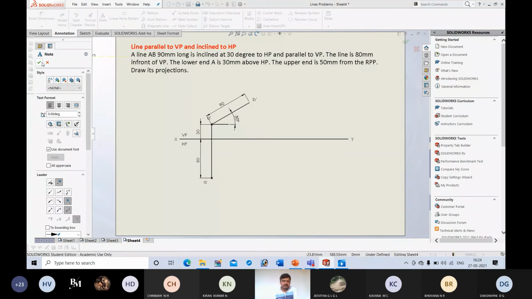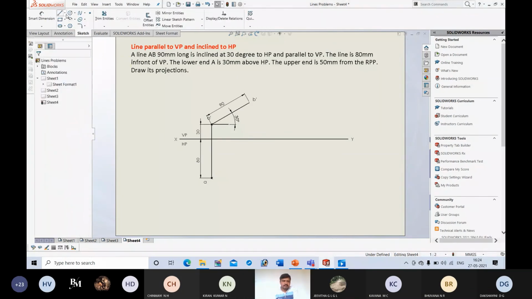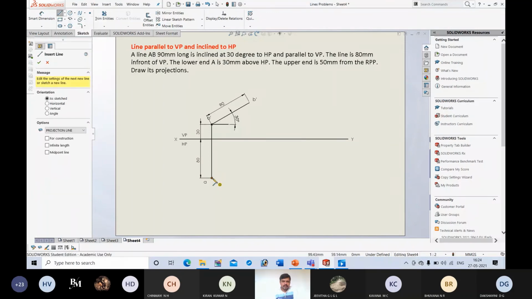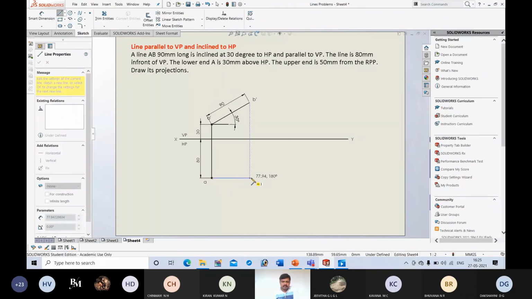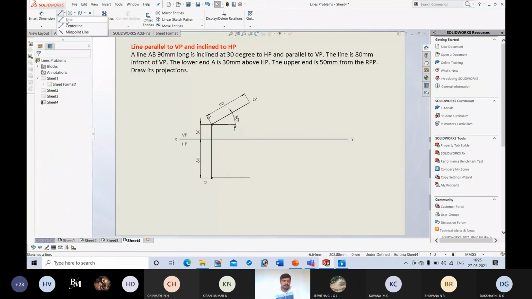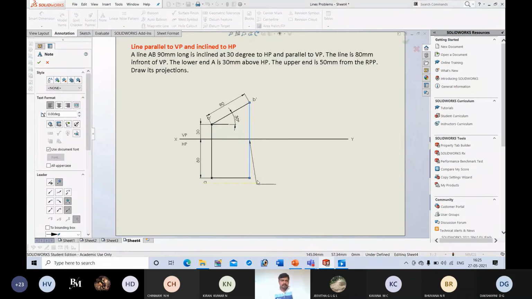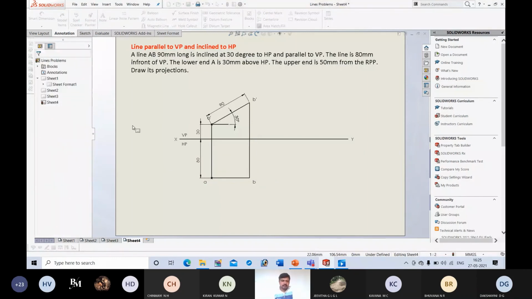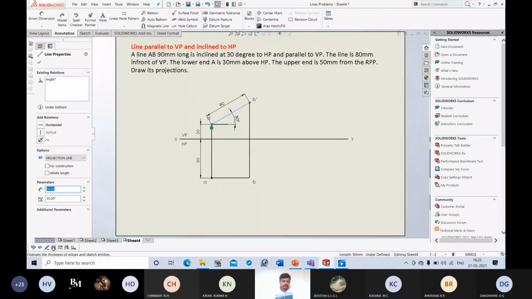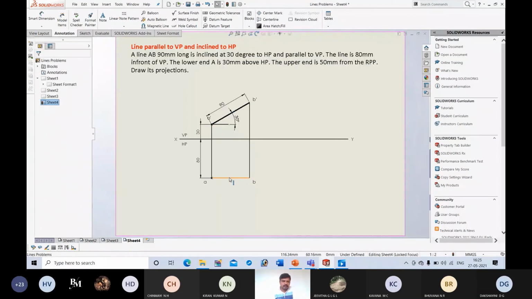Next, in the top view again it will look like a line. Okay, so it is a line in the top view. Okay, so this is the front view. And this is the top view.